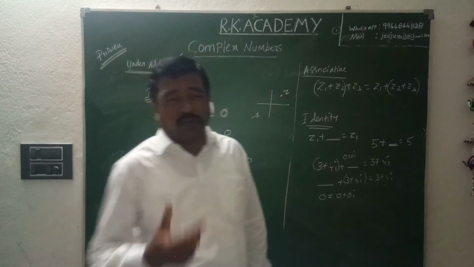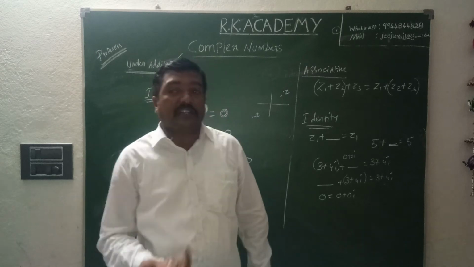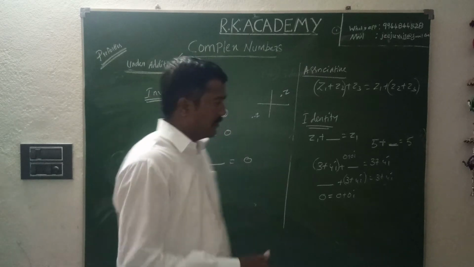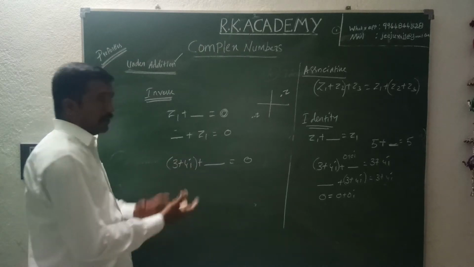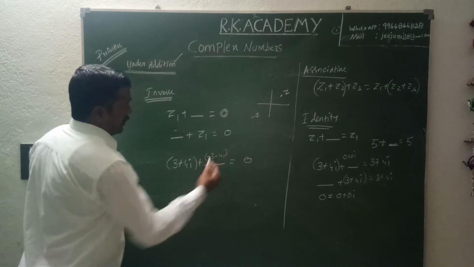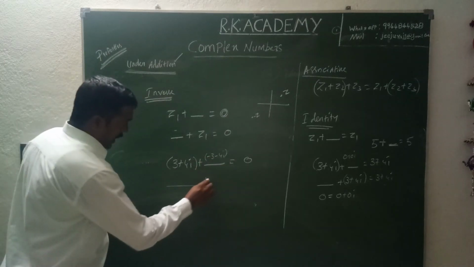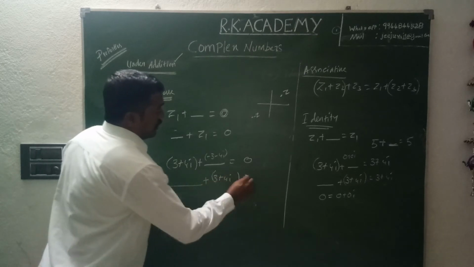Z is equal to a plus ib is a complex number. Minus a minus ib is the negative of that complex number. Now listen. What about the negative of the complex number? It will be 0. So minus 3 minus 4i, plus 3 plus 4i is equal to 0.